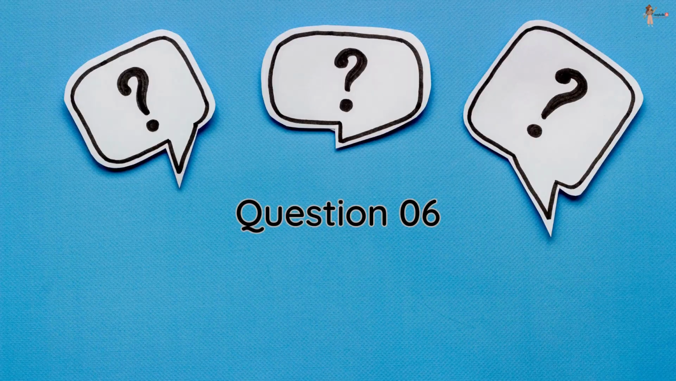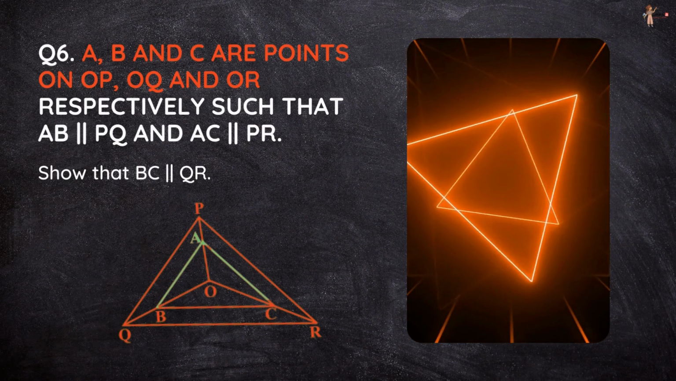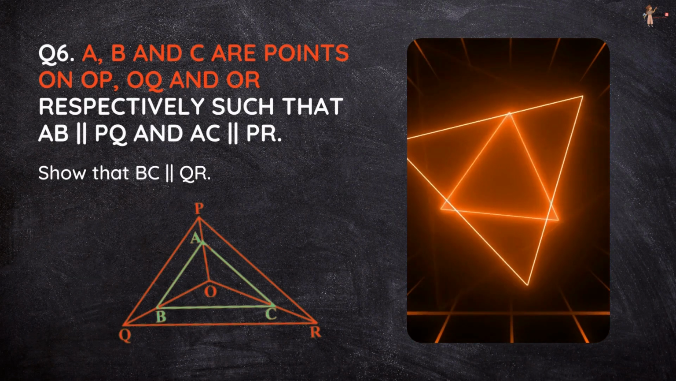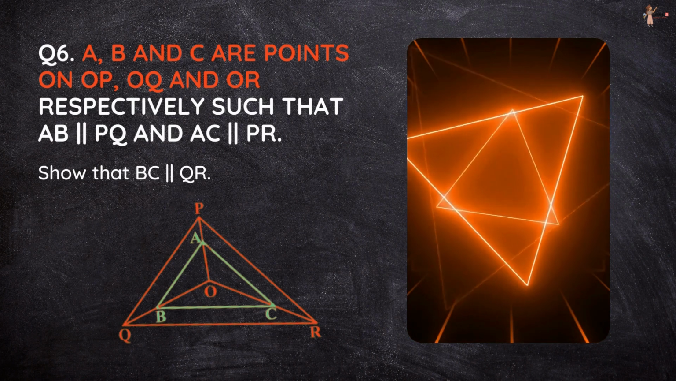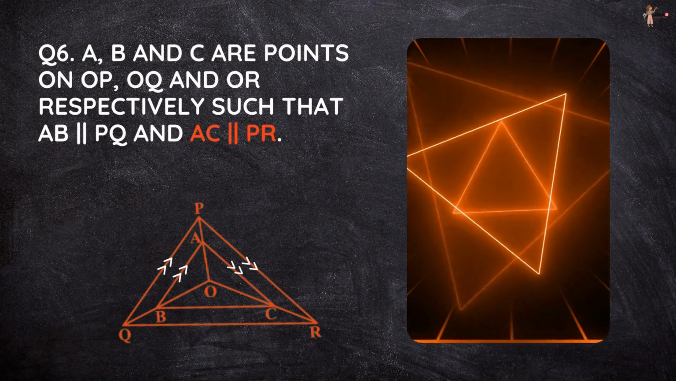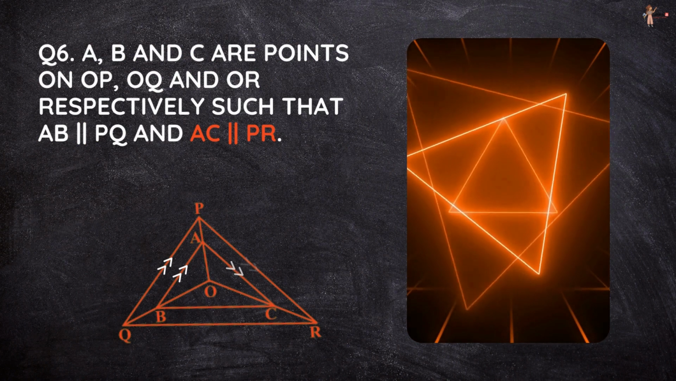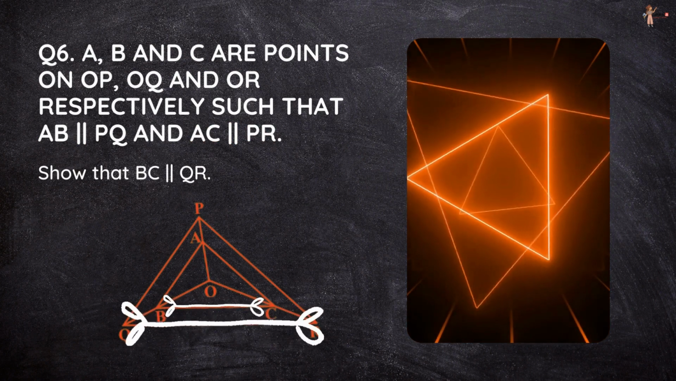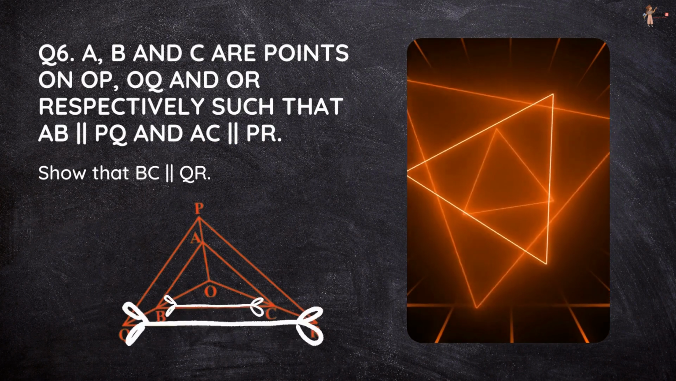Let's see question 6. A, B and C are points on OP, OQ and OR respectively such that AB is parallel to PQ and AC is parallel to PR. Show that BC is parallel to QR.